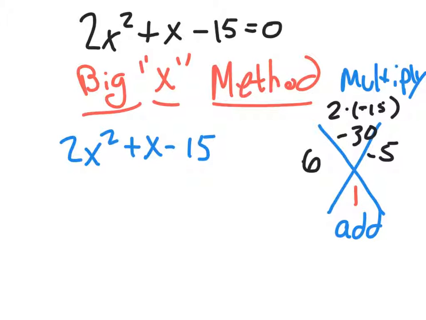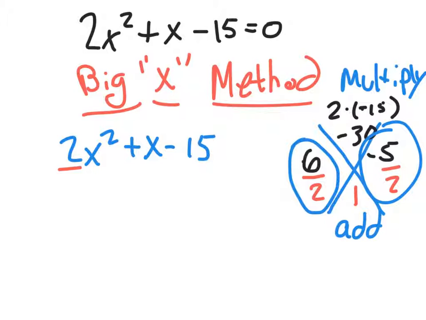Now what you're going to do is grab that leading number. You're going to grab this number right here, and you're going to divide it both here and here. So I'm going to take this 2 and divide it here, and divide it here. So now what do I have? I have this one fraction and the other fraction. I'm going to write them over here for you: 6 over 2 and negative 5 over 2.